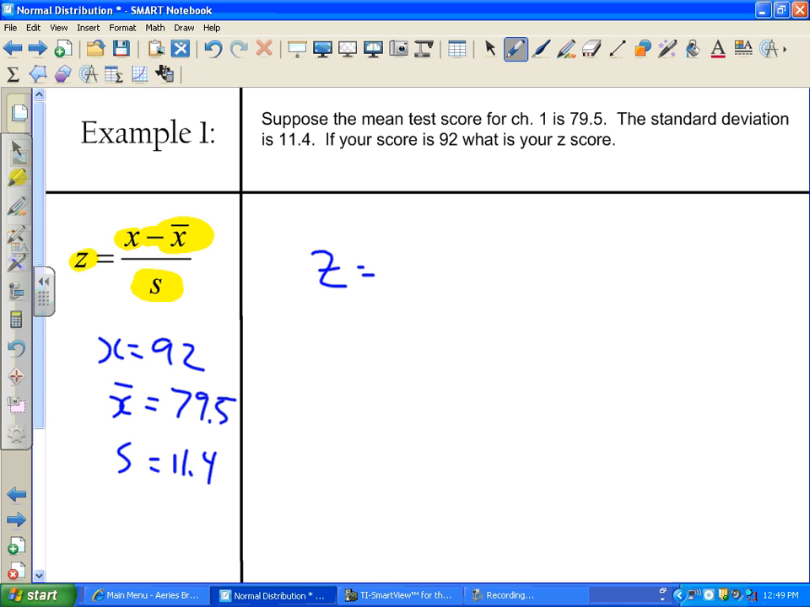I will tell you, please make sure you get the things in the correct places, because positive and negative screw you up. 92 minus 79.5 divided by 11.4. That's the correct setup. And I don't know what it comes out to be. What is it? Okay. 1.09649.